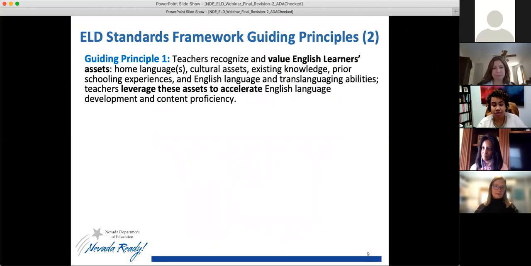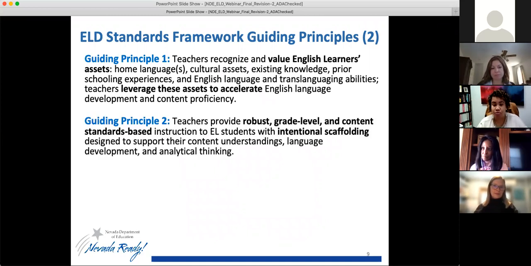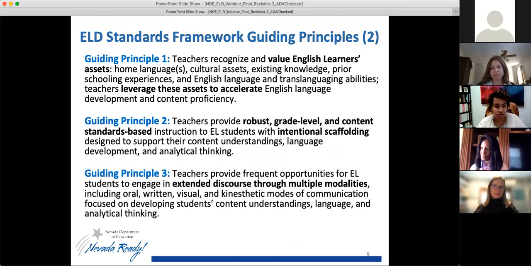Here are the first 3 of the 5 English language development guiding principles. These are fundamental norms, behaviors, and values that are shared by all educators in the teaching of English learners. So the guiding principle number 1 speaks to valuing English learners' assets. So you might ask yourself, how are you prioritizing culturally responsive teaching?